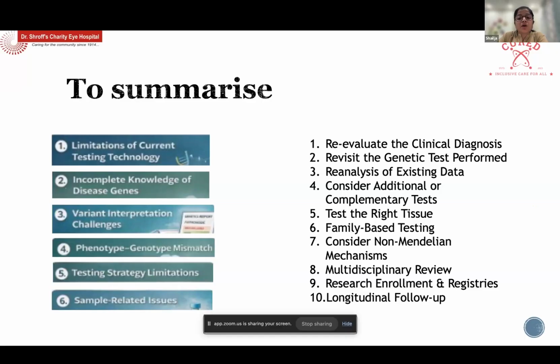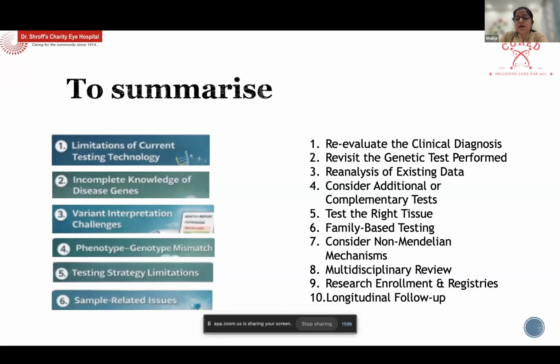Sometimes you have to consider non-Mendelian mechanisms like multifactorial etiology. It's good to have a multidisciplinary review. Involve your labs, involve the bioinformaticians, have another person take a look at the patient. Maybe you are missing something in the phenotype that the other person will pick up. Maybe refer to a medical geneticist who can pick up some other non-ophthalmological findings which may help in your diagnosis.